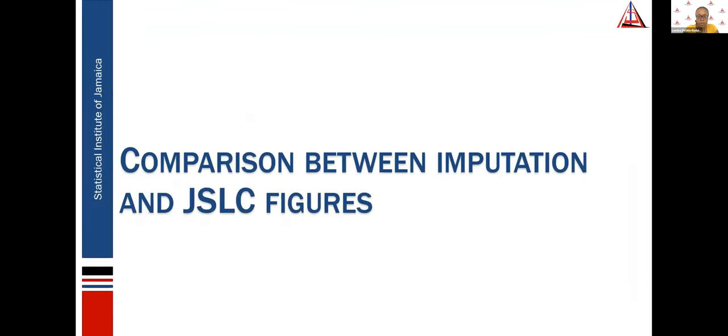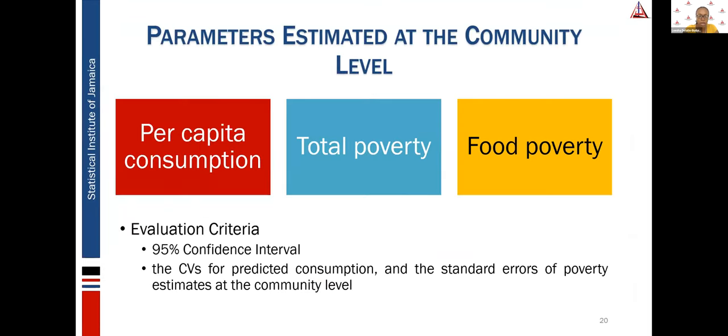In terms of the comparison between the imputation and the JSLT figures, it should be noted that when we imputed the consumption onto the census data, there were three variables that we estimated. One was per capita consumption, two was total poverty, and three was food poverty. And we also looked at the confidence interval of these estimates and the CVs for predicted consumption and the standard errors of poverty estimates at the community level in evaluating the utility of these estimators at the community level. There were, of course, some communities that fell outside of the established thresholds, but the overwhelming majority of these indicators, in fact, I'm seeing 95% of the communities fell within the acceptable thresholds.